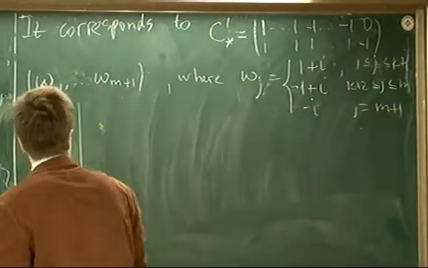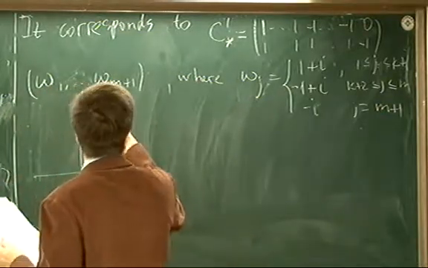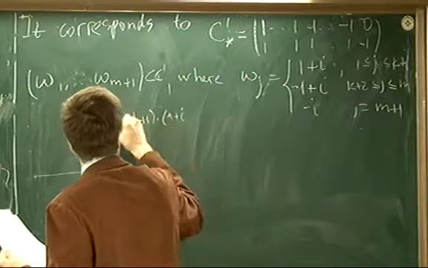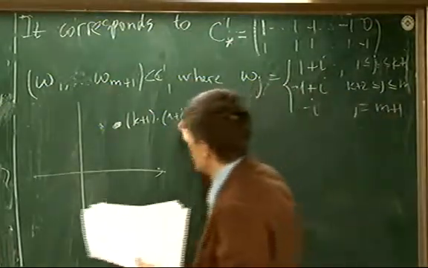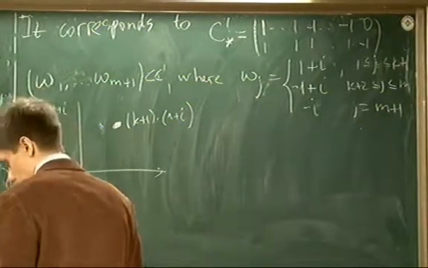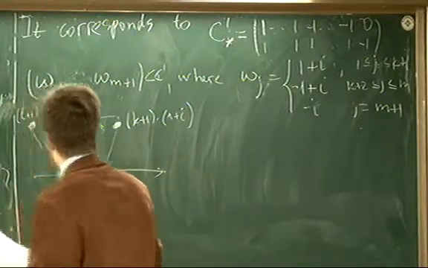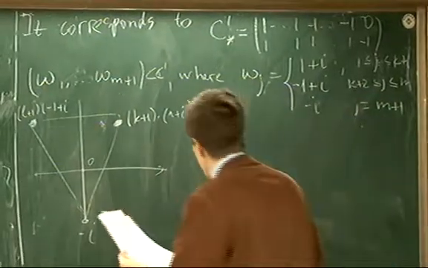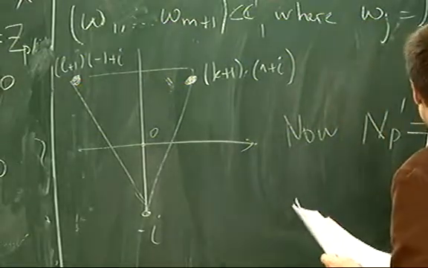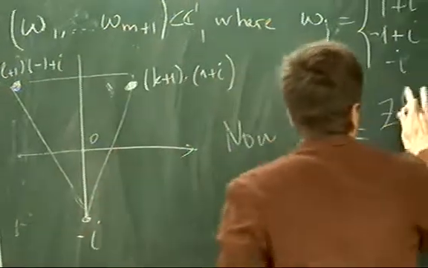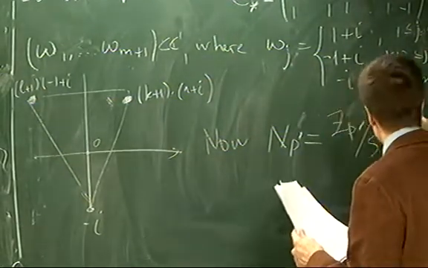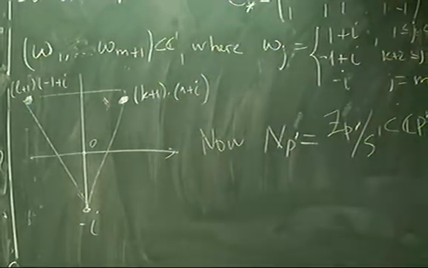So now you can look at the corresponding configuration of points in C1. You have k plus 1 times 1 plus i. Those points may coincide, that doesn't contradict anything. Now l plus 1 times minus 1 plus i, and also 1 point just minus i. And you can see that 0 belongs to the convex hull. So now you can say from that theorem that Np prime equals Zp prime, which is CP m plus 1 minus 1, right?